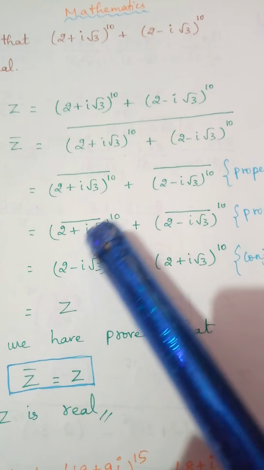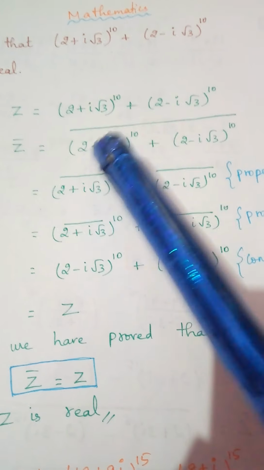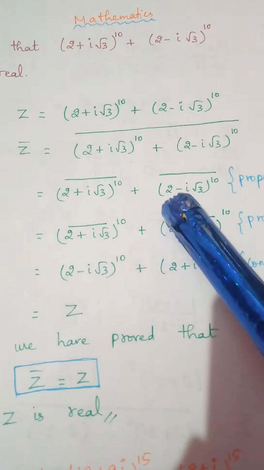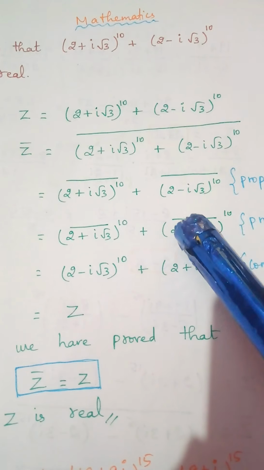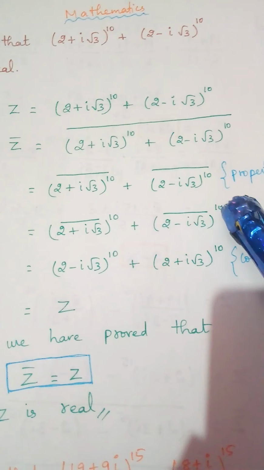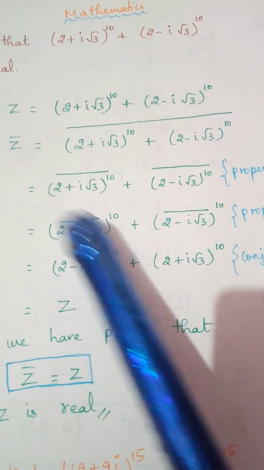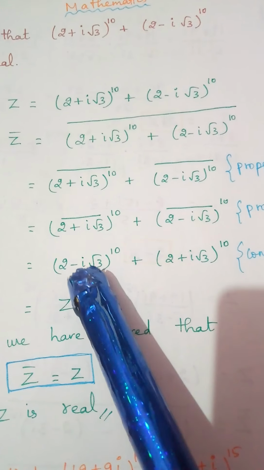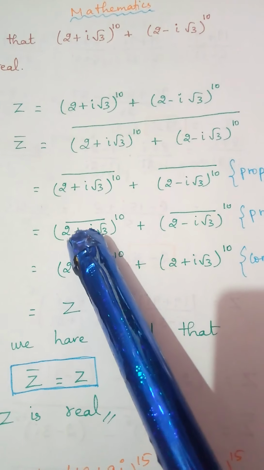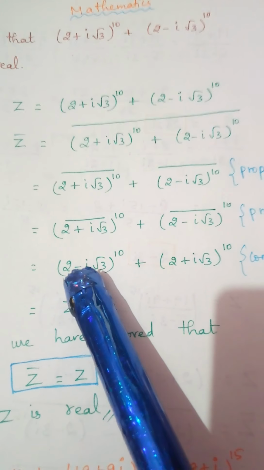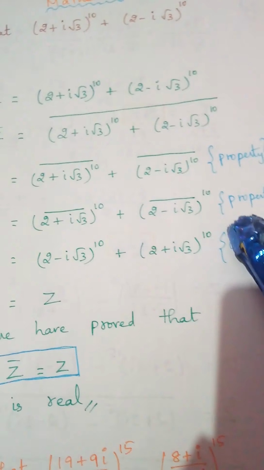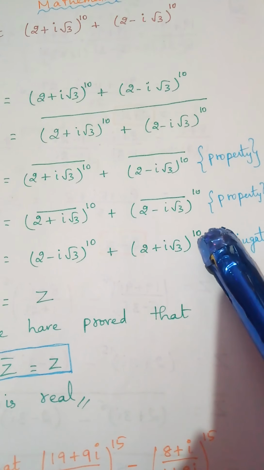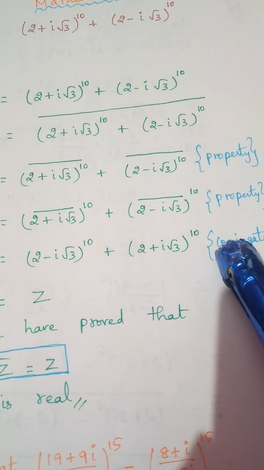The next thing, again using a property, power and conjugate can be interchanged. So conjugate is brought inside, power is taken outside. Same way here, conjugate is brought inside, power is taken outside. Now what is the conjugate of 2 plus i√3? It is 2 minus i√3. Bar means conjugate, so we change the sign of the imaginary part. Plus becomes minus, power remains. Similarly here, minus becomes plus, power remains. This is also using the conjugate property.